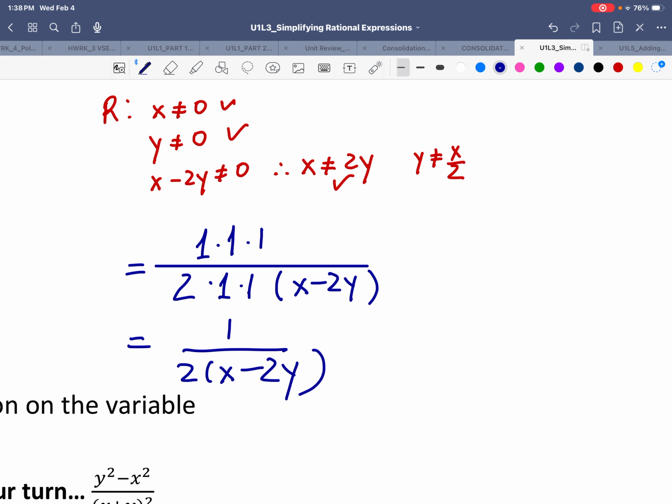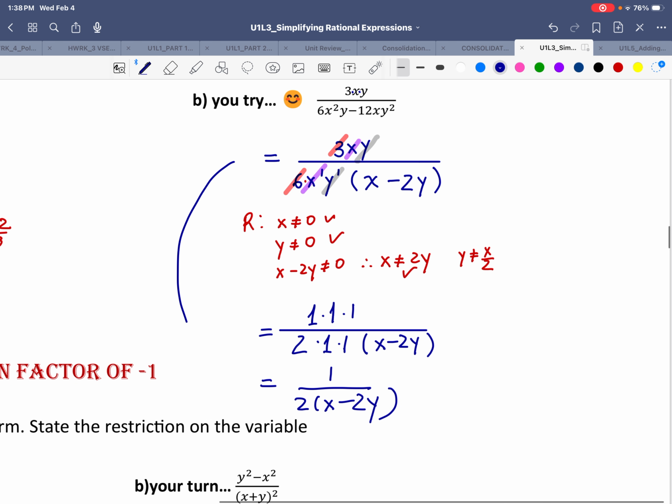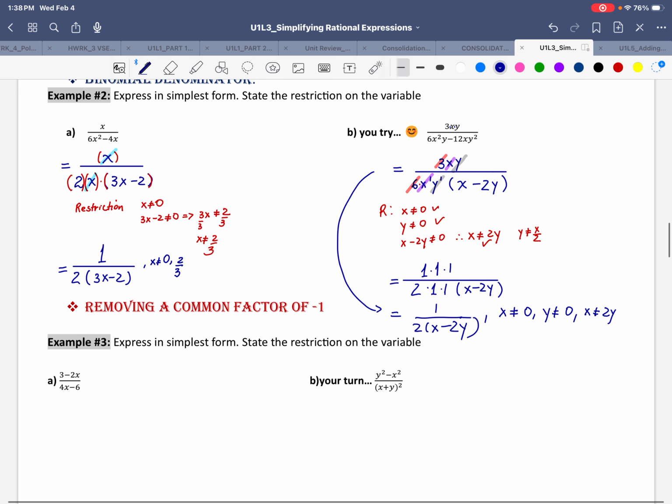And obviously, you can go from this step all the way down here. And that's the way it should be. And we're going to add the restrictions: x different than 0, y different than 0, and x different than 2y. And that would be the final answer.